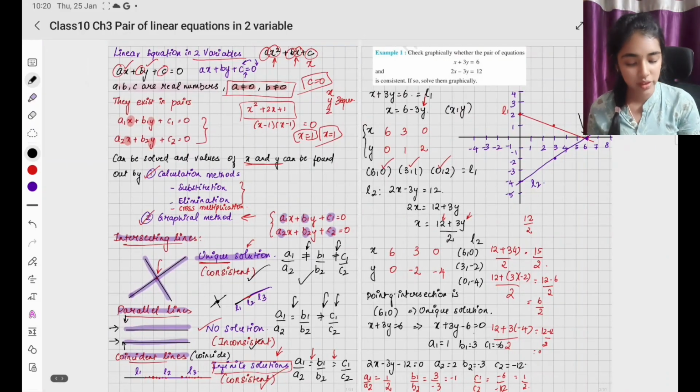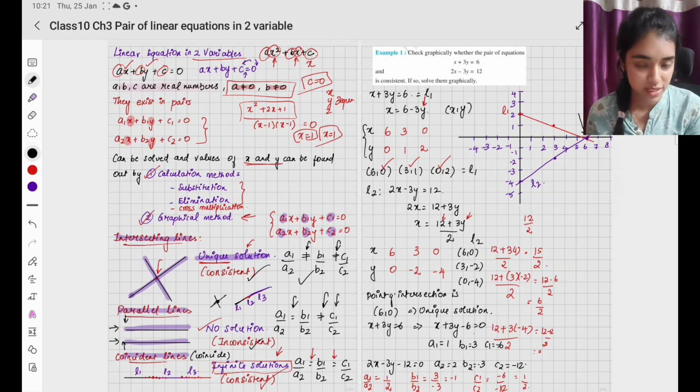Okay? So we have proved it geometrically and calculation wise. Okay? And formula wise, ratio wise. Okay? Please copy.